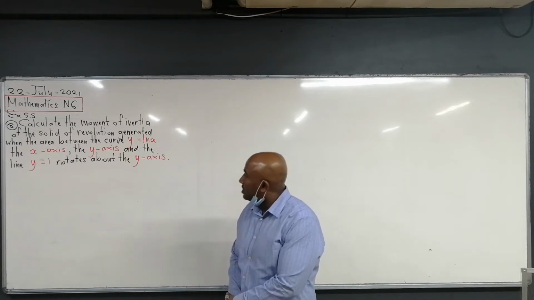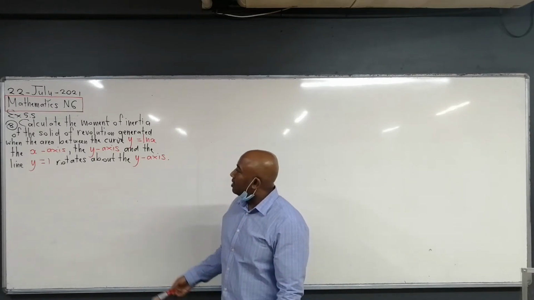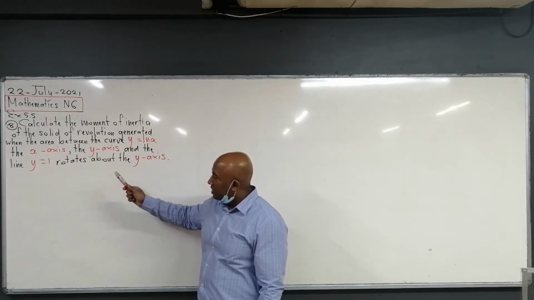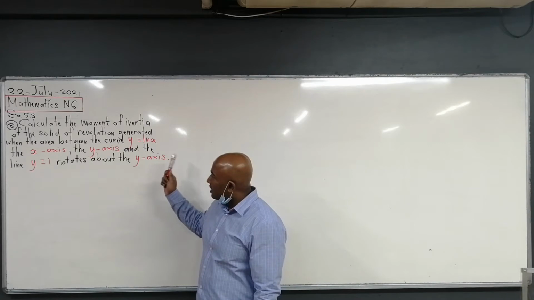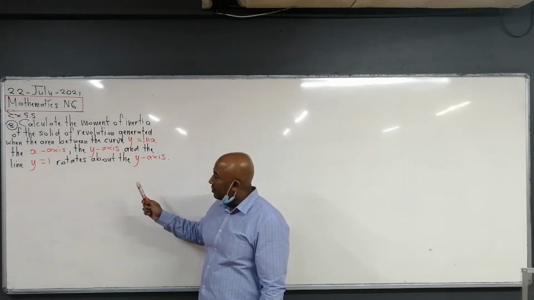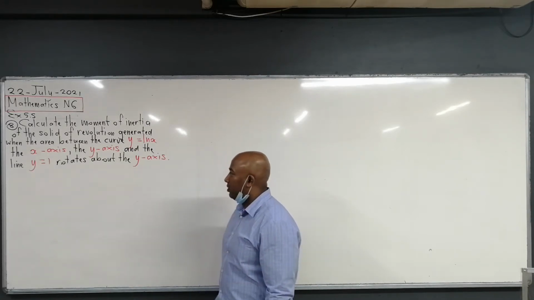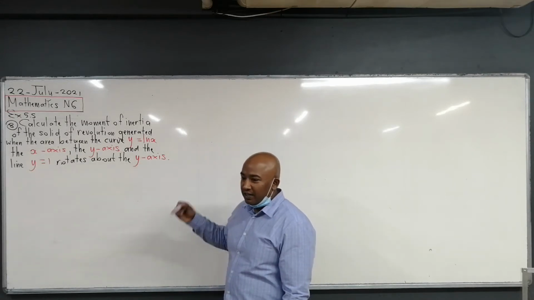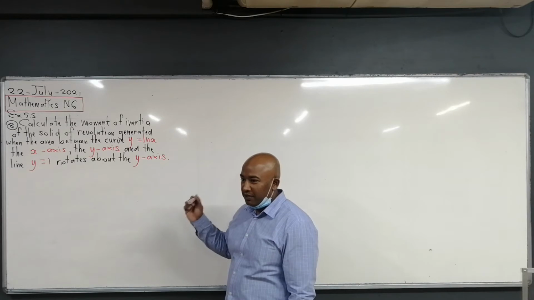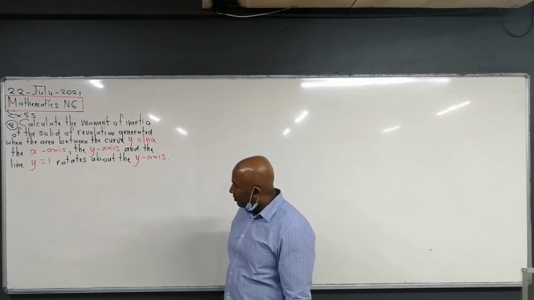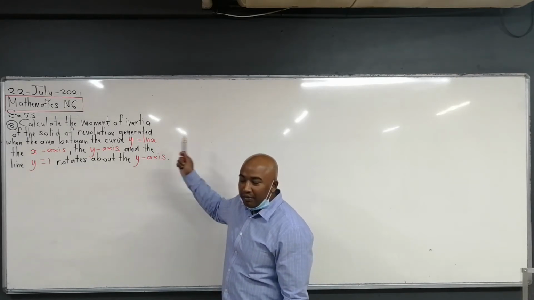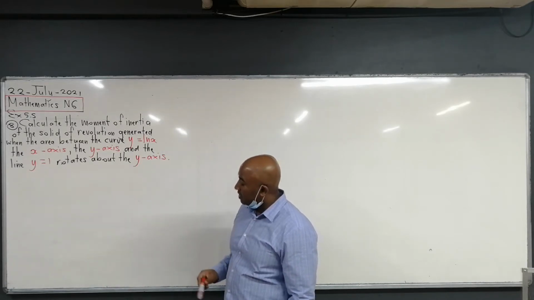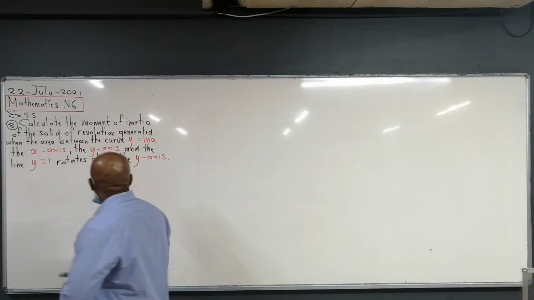of the solid of revolution generated when the area between the curve y is equal to ln x, the x-axis, the y-axis, and the line y is equal to 1 rotates about the y-axis. So rotates about the y-axis, that means we're finding I_y, the moment of inertia about the y-axis. So the main part is the sketch. We need to sketch the graph y is equal to ln x.